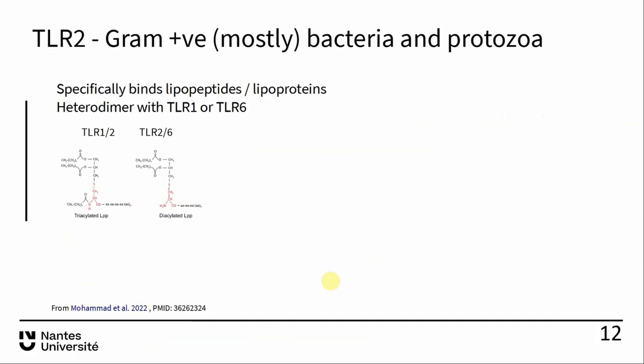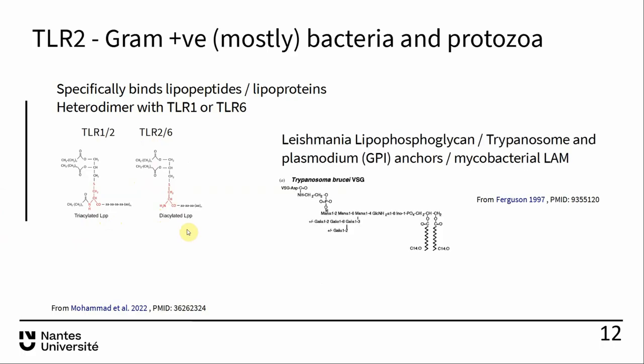Okay, TLR2 is mostly going to be activated by motifs in gram-positive bacteria and some protozoa, and specifically recognizes lipopeptides and lipoproteins. So TLR2 only works as a heterodimer with TLR1 or TLR6, and the TLR1-2 dimer will recognize triacylated lipopeptides, and TLR2-6 recognizes the diacylated lipopeptides and lipoproteins.